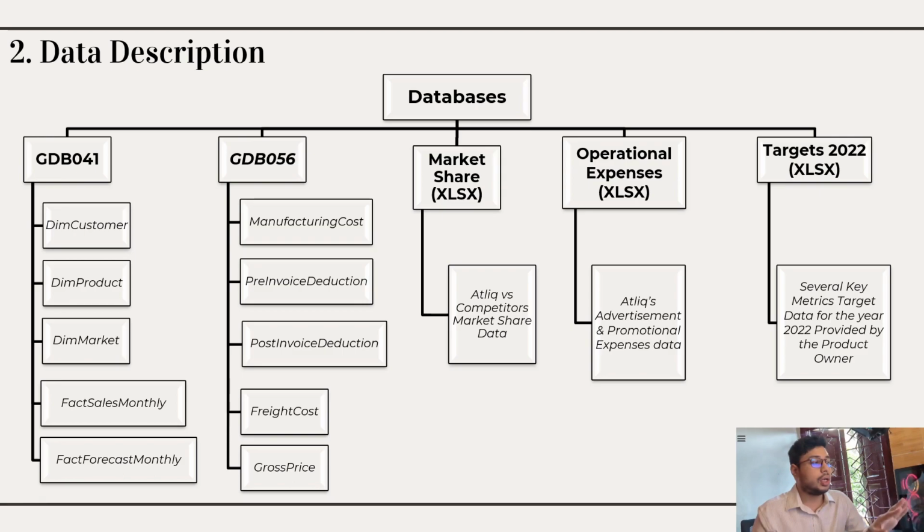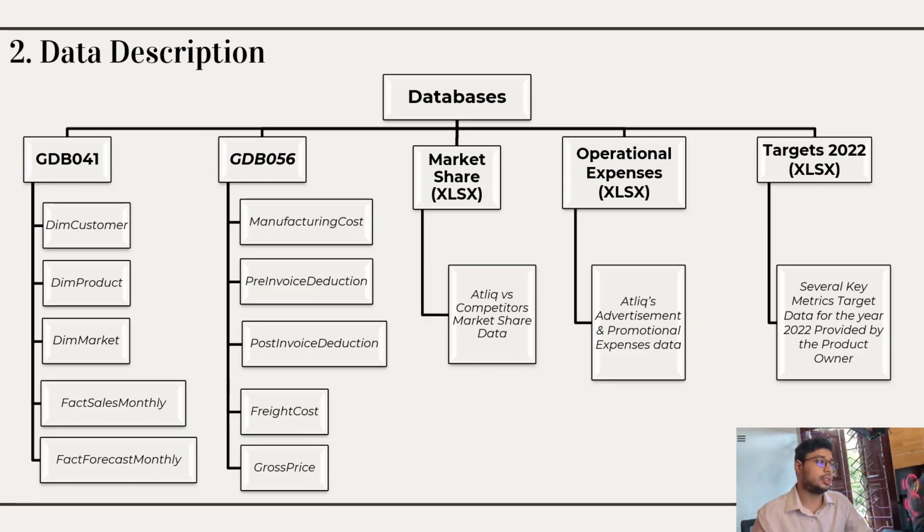After that, we got three additional data sets in Microsoft Excel form. These are market share data, which we got from our product owner. The market share data showed the market share of different competitors in the electronic goods market. After that, different operational costs, which include promotional expenses and additional advertisement expenses data.